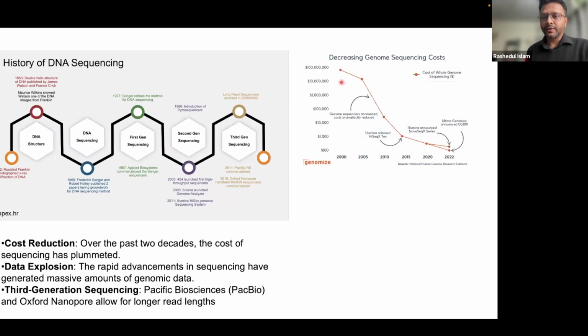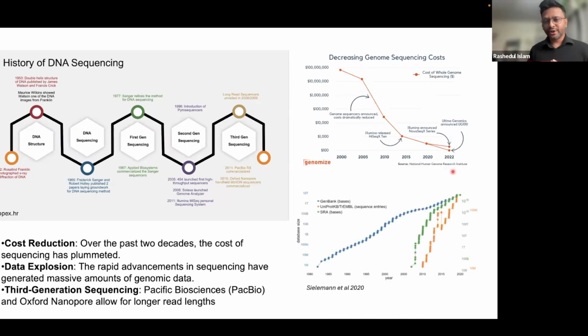Here I'm showing an example of how the sequencing cost drops over time. After 2005, there is a sharp drop of sequencing cost. This is an example for sequencing of the human genome. In 2000, it took $100 million. Right now, we can sequence a human genome for around $500, and we are expecting it will drop to $100 in the next few years. After the invention of short read sequencing technologies, primarily from Illumina, the sequencing cost dropped. So there is a correlation between the reduction of cost and the amount of data we are generating.